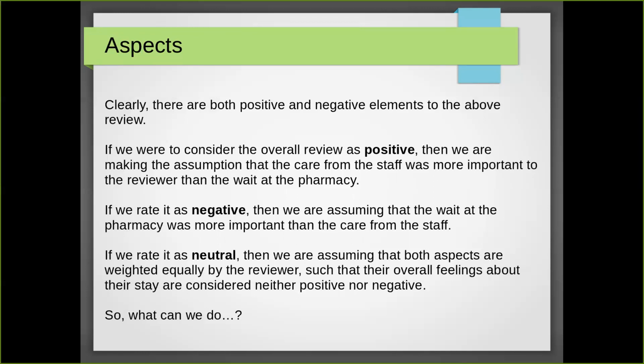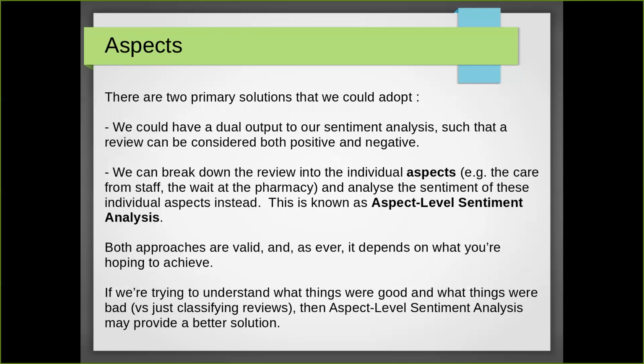So what can we do? There are two primary solutions. One approach is that you can have sentiment analysis where you have a dual output, so that you don't just predict whether something's positive or negative, you can predict whether it is both positive and negative at the same time as well. You can have essentially two neurons at the end of the output layer. And that's fine, and that might be, if you're just trying to use your AI to work out how many positive reviews, we've got 100,000 reviews, churn them through the AI, how many positive and how many negative have we got? That would work great.